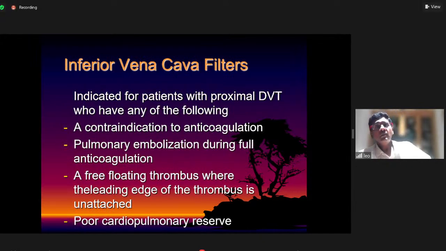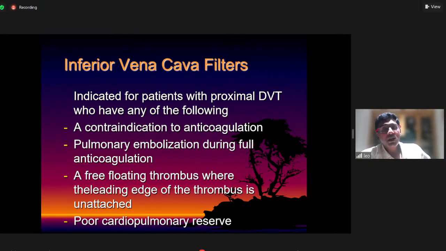What about the role for inferior vena cava filters? Now, it has been pretty much overhyped over some time. There have been centers which have been doing this right, left, and center, but then it comes with its own problems and it comes with its own indications.